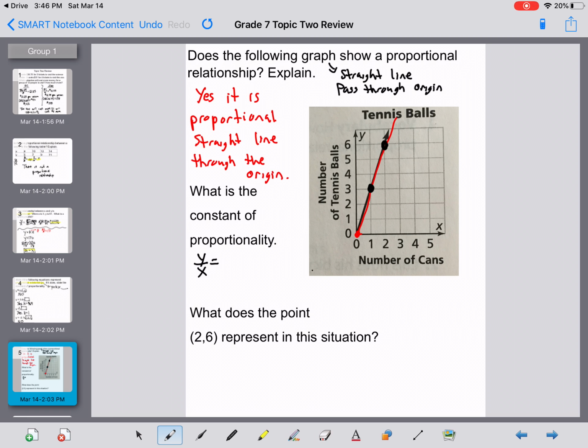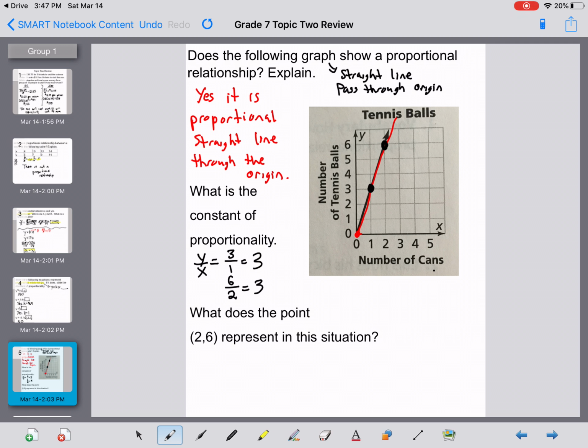If I pick this first one, I can have 3 as my y value, and my x value is 1. So that means that my constant of proportionality would be 3. If I look at the other point, my y value is 6, and my x value is 2. 6 divided by 2 is 3. That's another way to test if your relationship is proportional. I ended up getting the same number for my constant of proportionality.